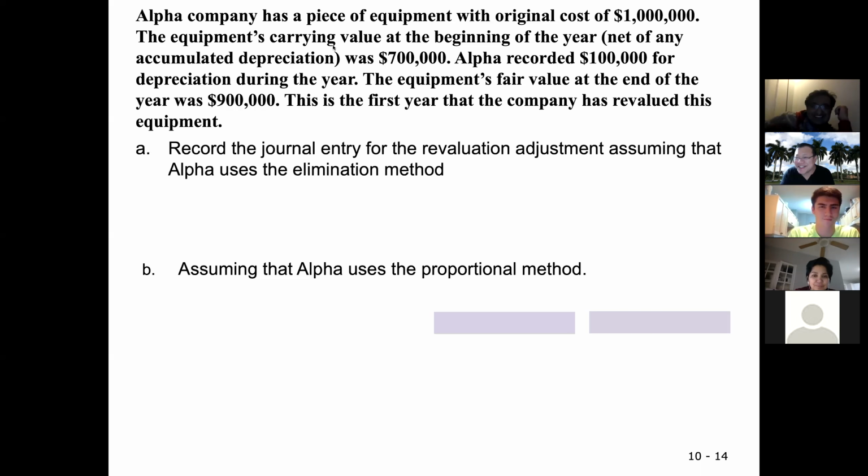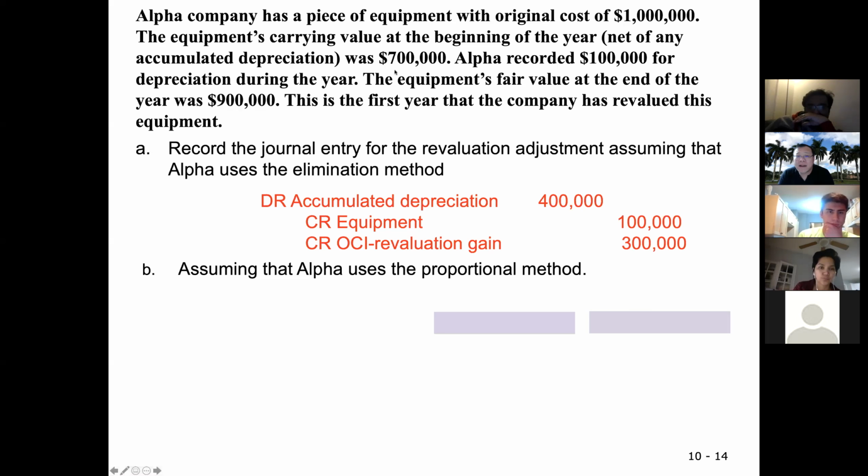Okay, so what do you debit? Accumulated depreciation. Yeah, okay. Because with the elimination method, you need to get rid of that, right? Yeah. So for how much? You just know the balance, right? At the revaluation date, what's the balance of the account? You just debit for that amount. 400,000 this time? Yeah, thank you, 400,000.